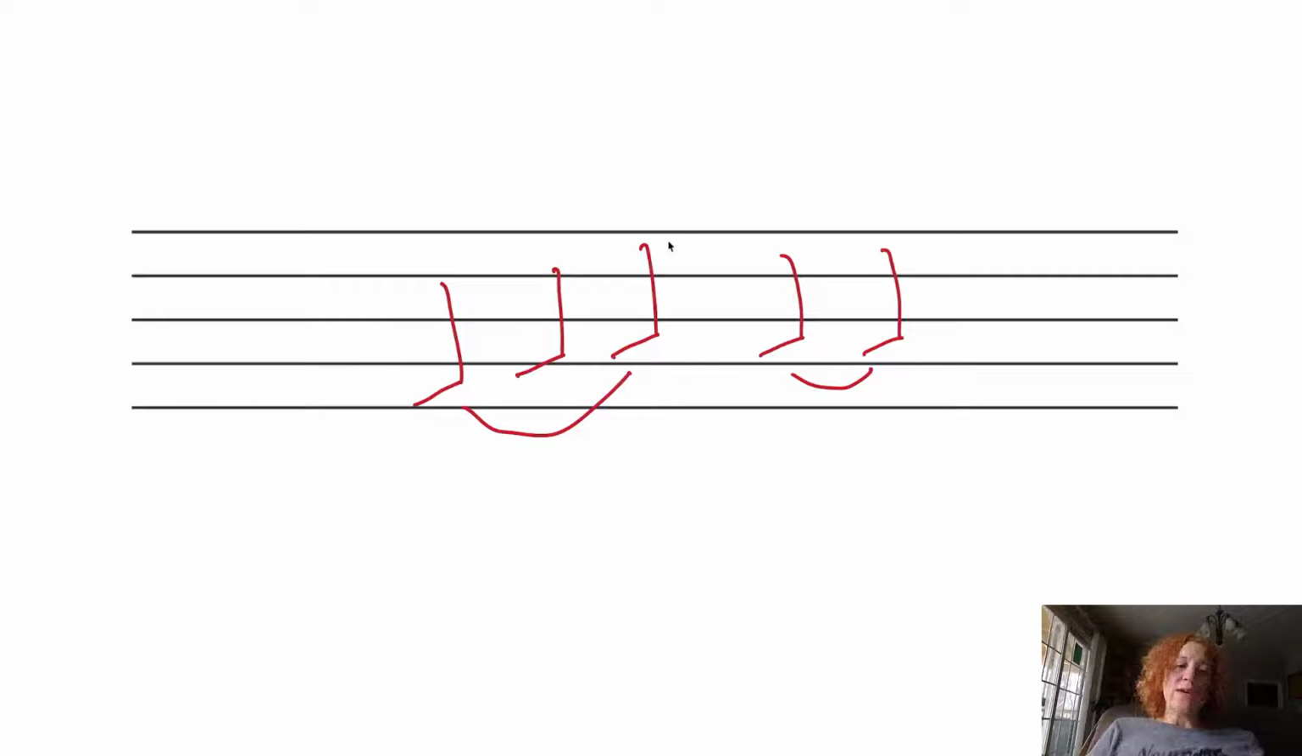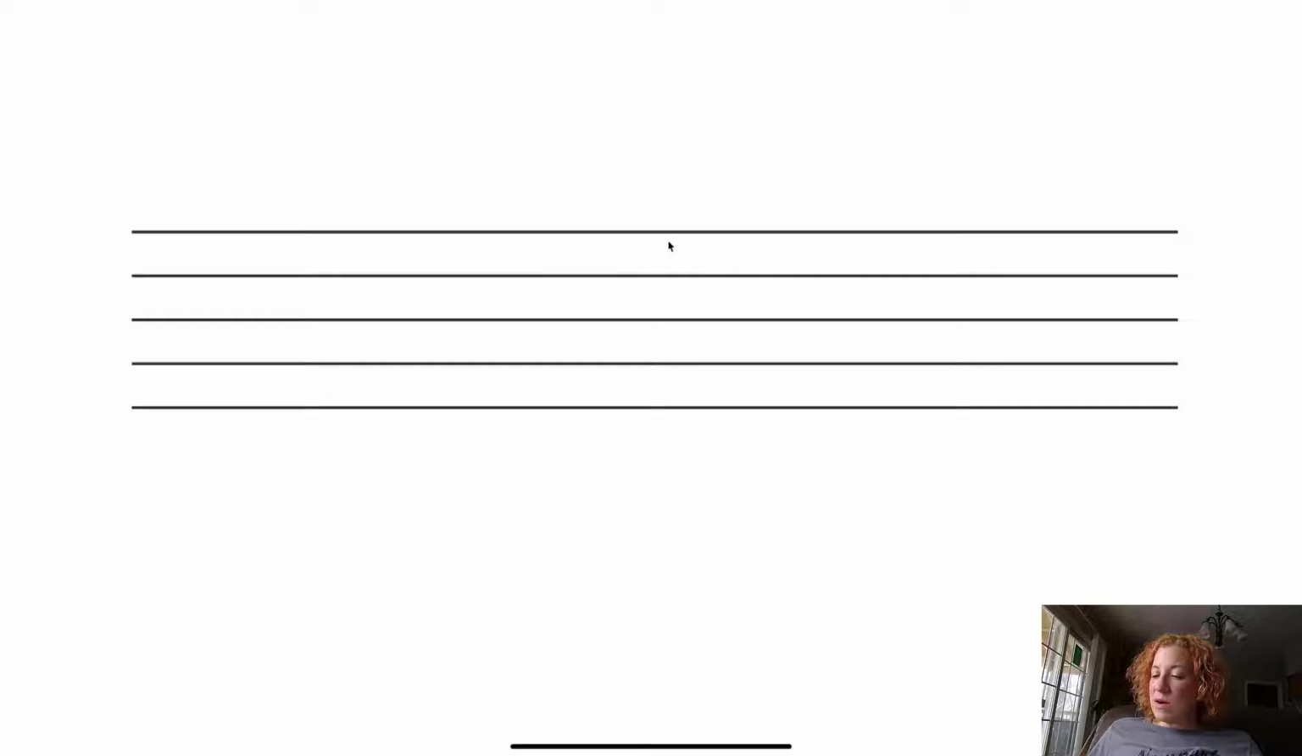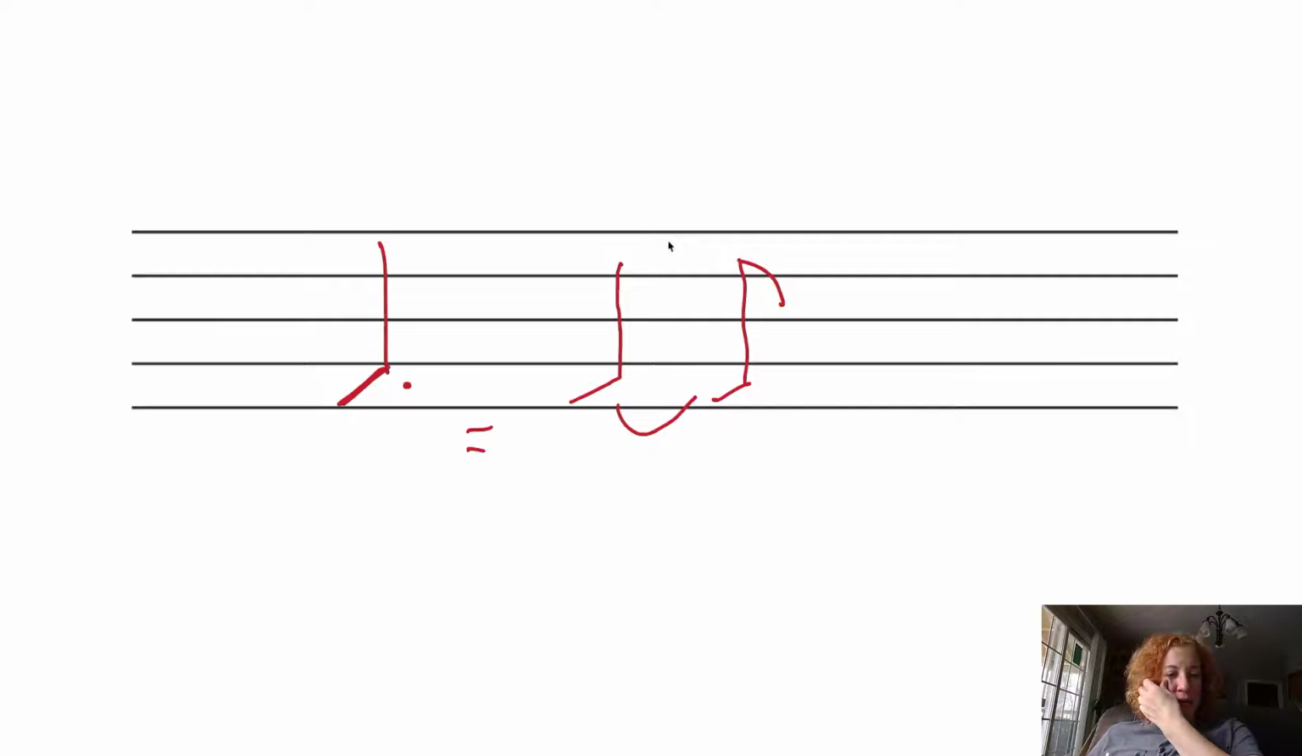So we have seen that a dotted half is the same as a half tied to a quarter, right? So here are a few more examples, right? We might say, okay, a dotted quarter note is the same as, put that dot on there, a quarter note tied to an eighth note. My messy quarter notes.